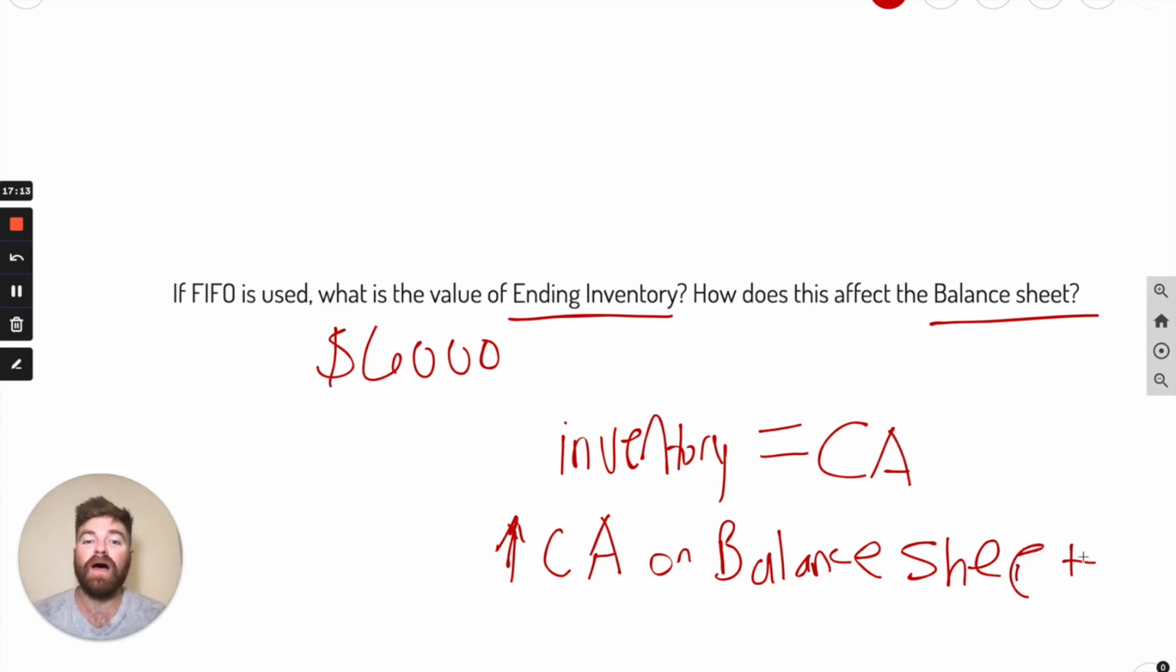So that's it. That's 5 questions there on inventory. And that was 5 practice problems on inventory accounting, multiple choice, short answer. I walk you through it step by step.